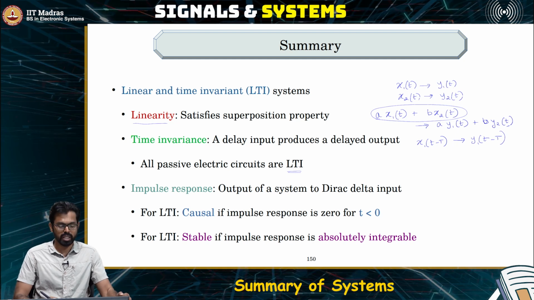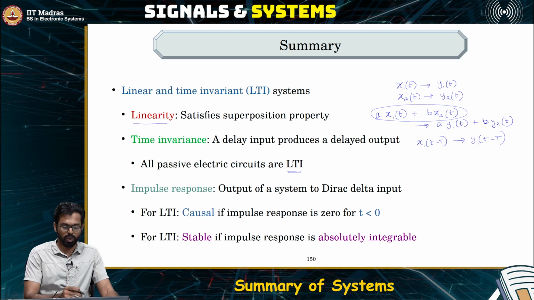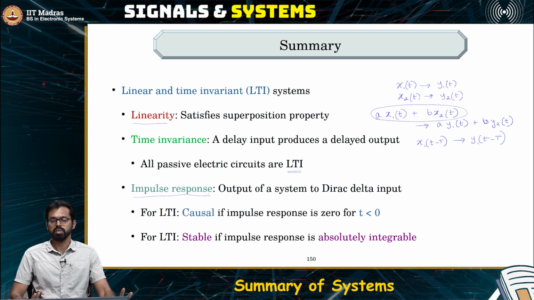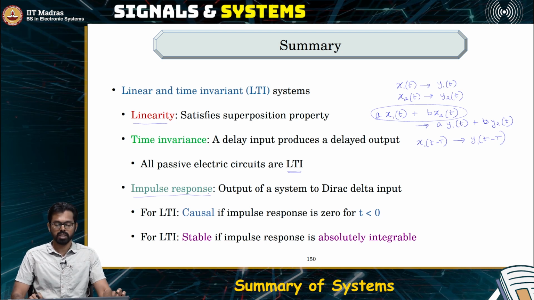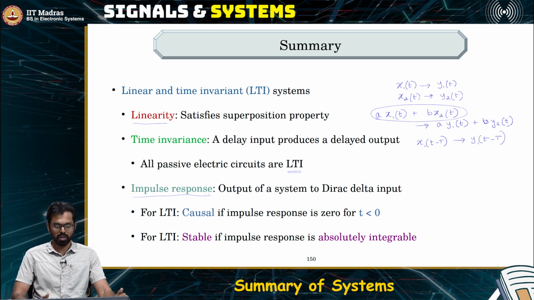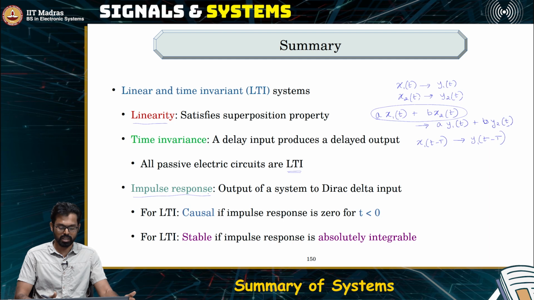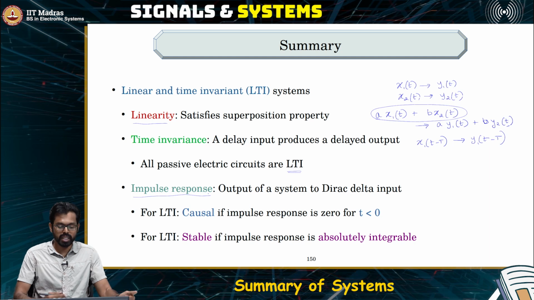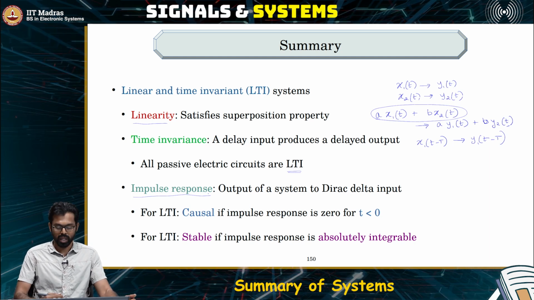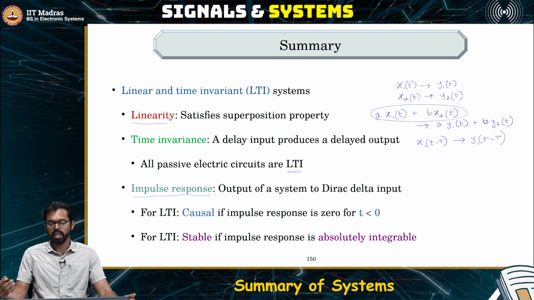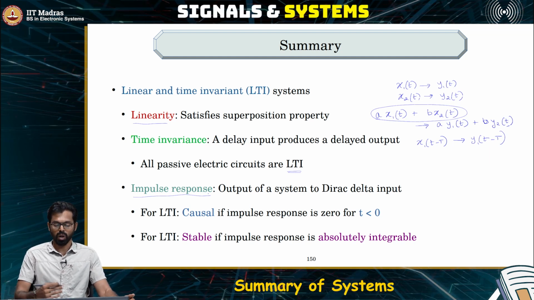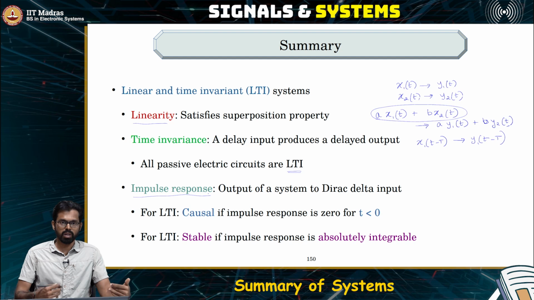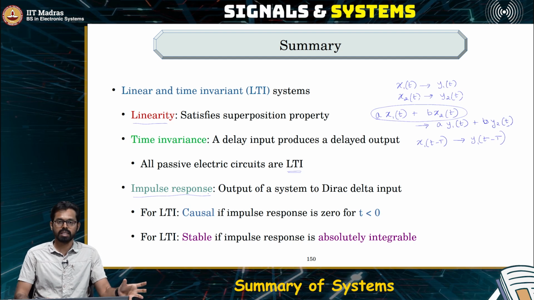And specifically for LTI systems, this can be characterized by what is known as the impulse response. So what is an impulse response? The impulse response of any system is very simple. It is nothing but the output of the system when you feed an impulse, when you feed a Dirac delta as the input. That's all the impulse response is. But this impulse response becomes very special for LTI systems alone. And why is that? Because the output of an LTI system can always be expressed as the convolution of the input and the impulse response. And we can also tell a lot more about these LTI systems just by looking at the impulse response.